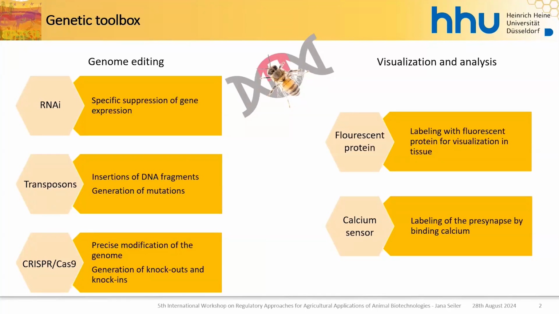In addition to the fluorescent protein, it is also possible to introduce a calcium sensor into the genome. This can fluorescently mark active presynapses. Since we are interested in the question of how neuronal activity can be measured, this calcium sensor offers itself as a suitable method to answer this question. How exactly does it work? And how do we use it in the bee?